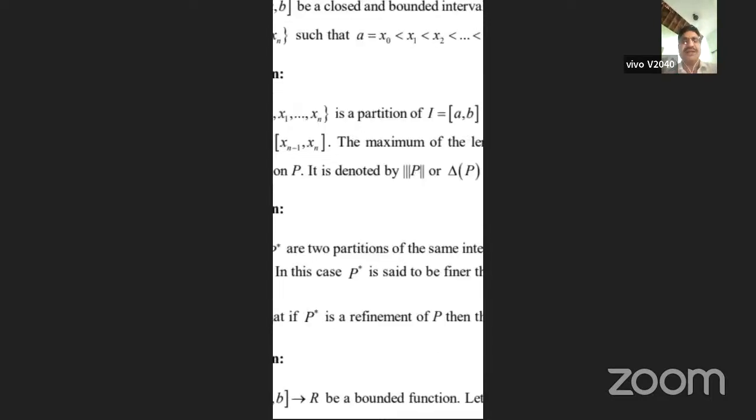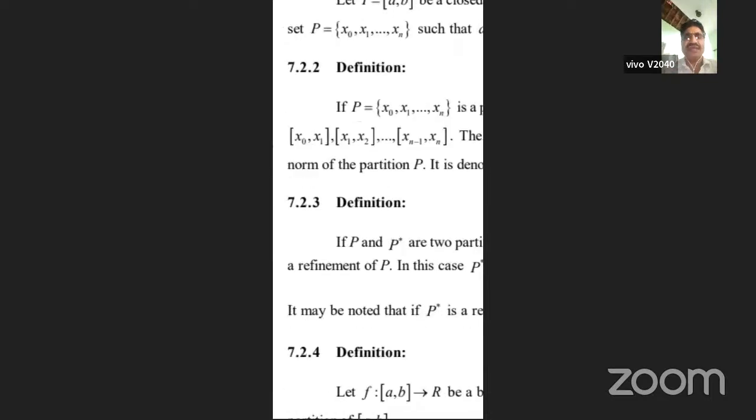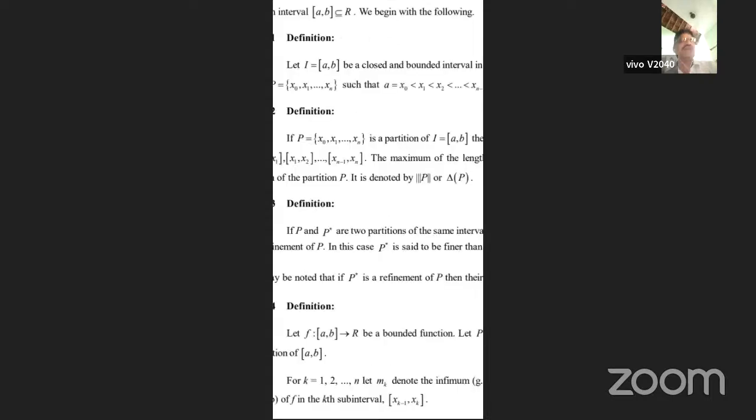So listen carefully here. Just see 7.2.2, a very important definition. Now let P be the partition. If P equals the set {x0, x1, x2, and so on, xn}, it is a partition of I equals the closed interval [a, b]. Then we get non-overlapping subintervals.